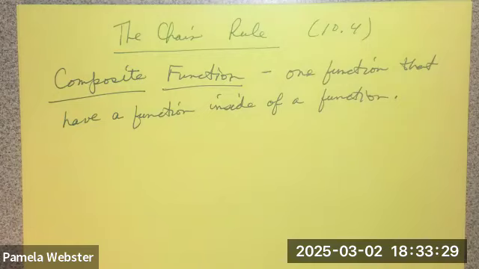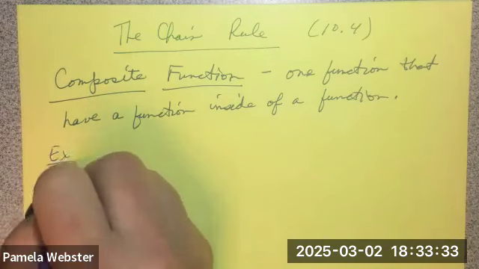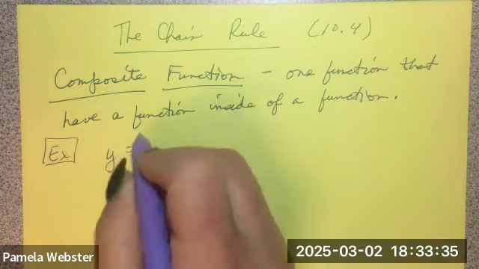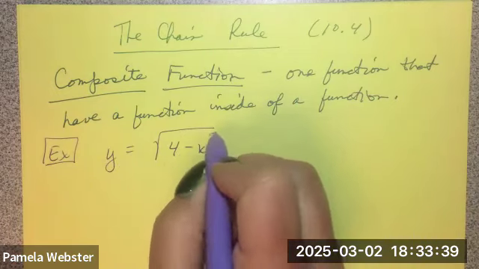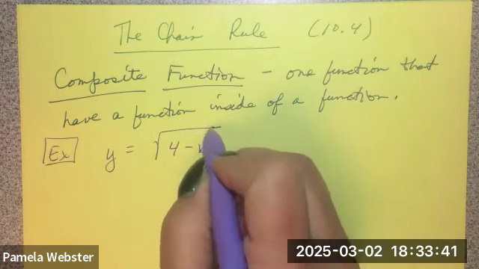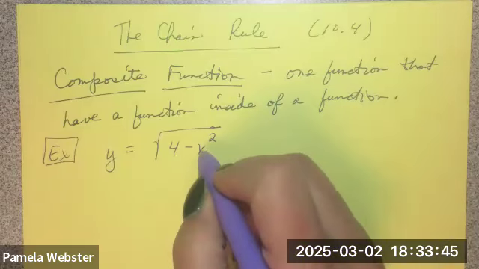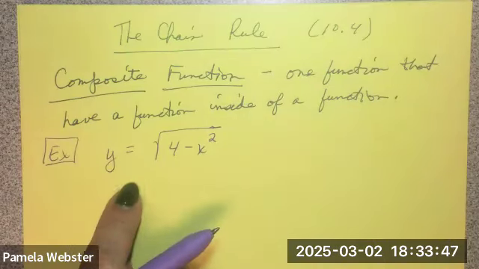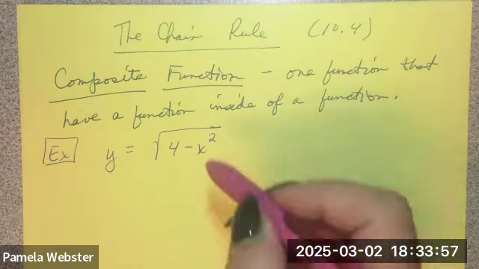Okay, so in your book, it looks like this. Here are some examples. y equals the square root of 4 minus x squared. And so my question is, can you see that this is indeed one function, the y equals, that's composed of two different functions put together? I hope you can, but just to make sure, let's go ahead and see it.